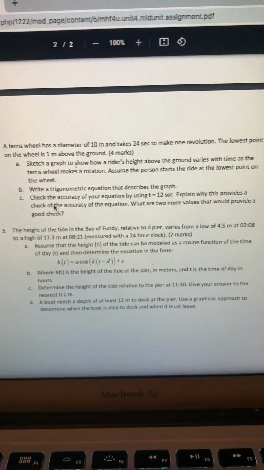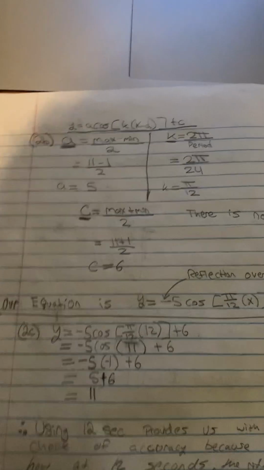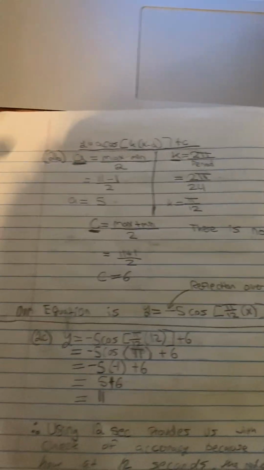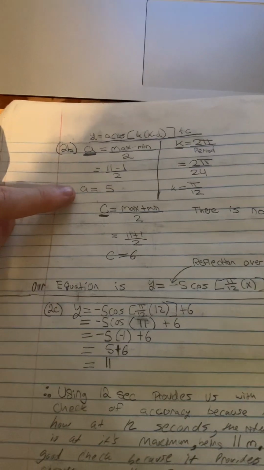2b asks, write a trigonometric equation that describes the graph. That is what I have right here. So I start with the original function at the top, and I find the A value by doing the same thing, max minus min, which gives me an A value of 5.